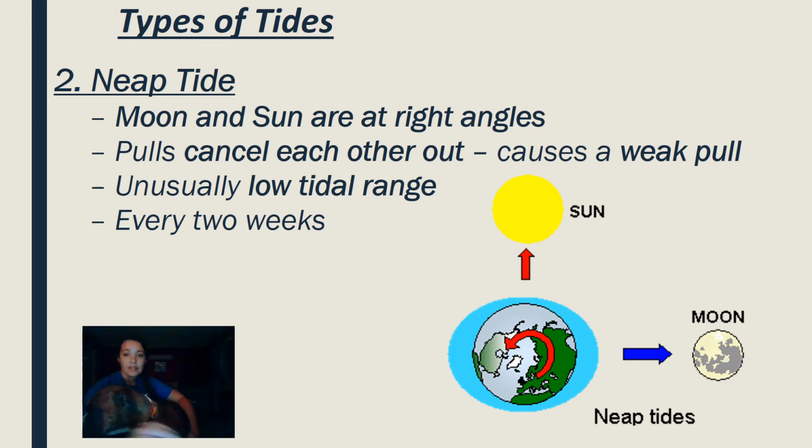Opposite of that, we have what is called a neap tide. The neap tide occurs when the moon and the sun are at right angles.